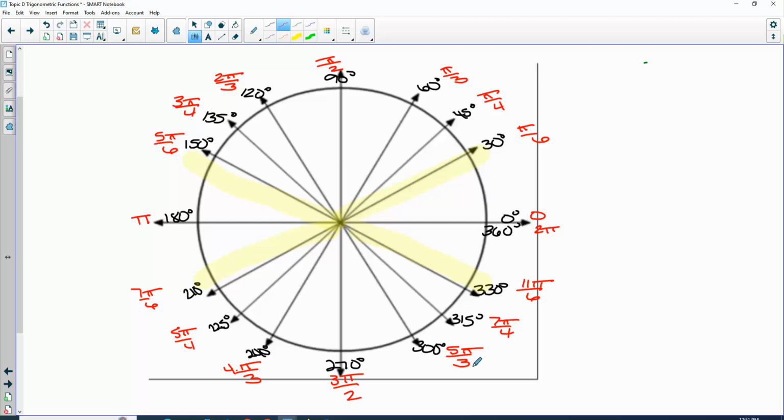Then, what else do we have on our unit circle? Ordered pairs. So remember, in those ordered pairs, the x is the cosine, the y is the sine.